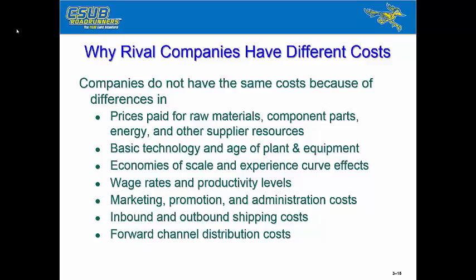Sometimes one company will have lower wage rates or higher productivity in their workers than another company. Sometimes marketing, promotion, and admin costs are different between two different companies. Inbound and outbound shipping costs, forward channel distribution costs, all of these can be different between companies and be the reason why one company is better at certain key success factors in the industry than another.